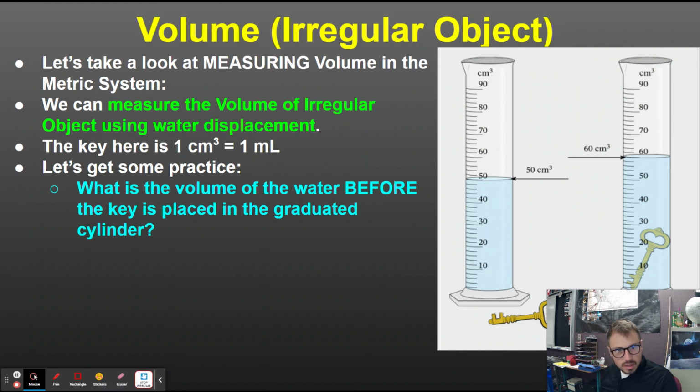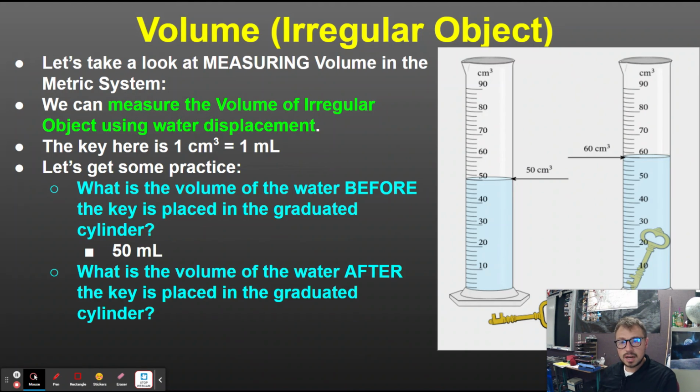So let's say I want to get the volume of a key. How much space does that key take up? Let's say I have a graduated cylinder, and you can see that it's filled up to the 50 centimeter cubed mark. So that's 50 milliliters. Before the key is placed in there, it's at 50. Now, what is the volume of the water after the key is placed in the graduated cylinder? Well, it's going to be 60 milliliters or 60 centimeters cubed.